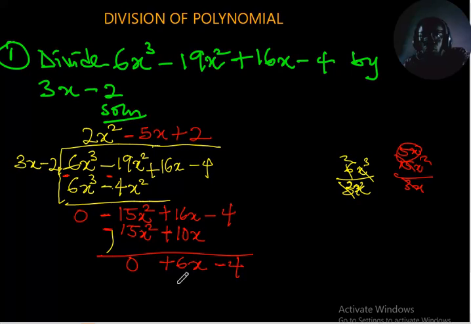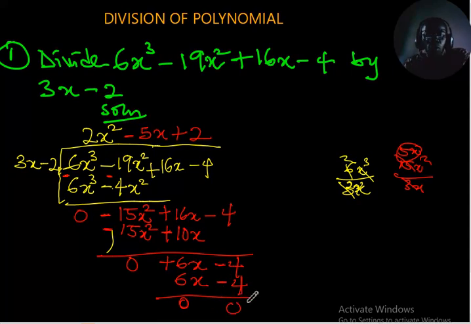2 times 3x, that will give another 6x. Then 2 times minus 2, that will give minus 4. So we subtract this again. Plus 6x minus, remember the negative sign is always here, plus 6x minus 6x, that gives 0. Then minus 4 minus 4, that is minus 4 plus 4, which is also 0.